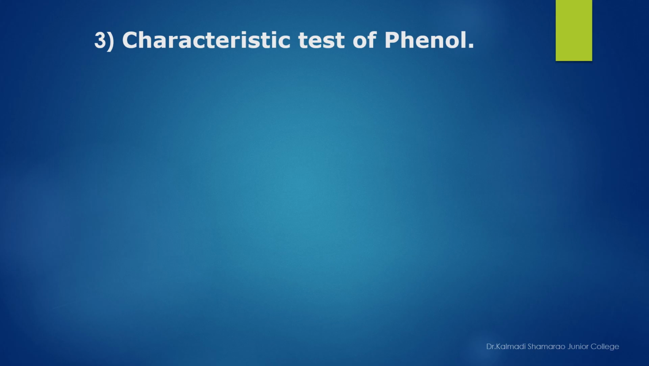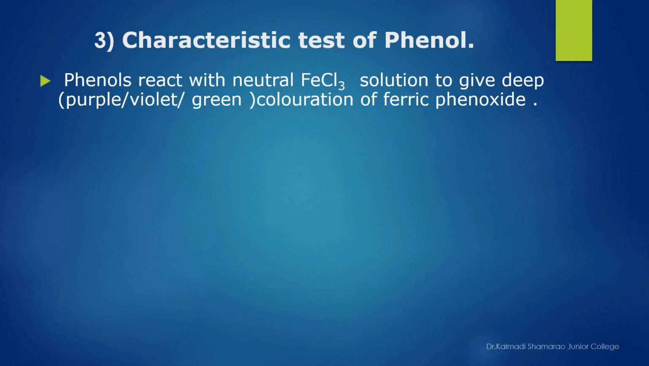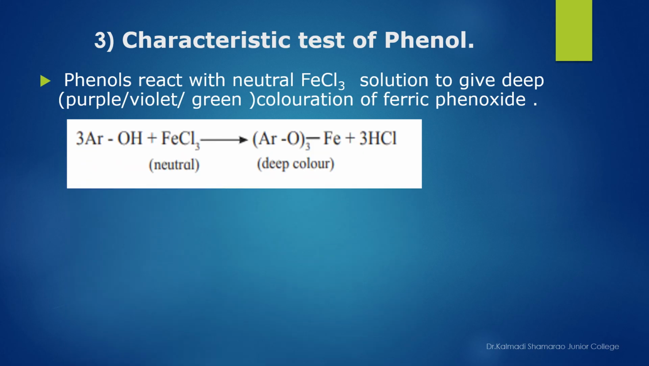Third test, characteristic test of phenol. Phenols react with neutral ferric chloride solution to give deep purple, violet or green coloration of ferric phenoxide. The reaction is.